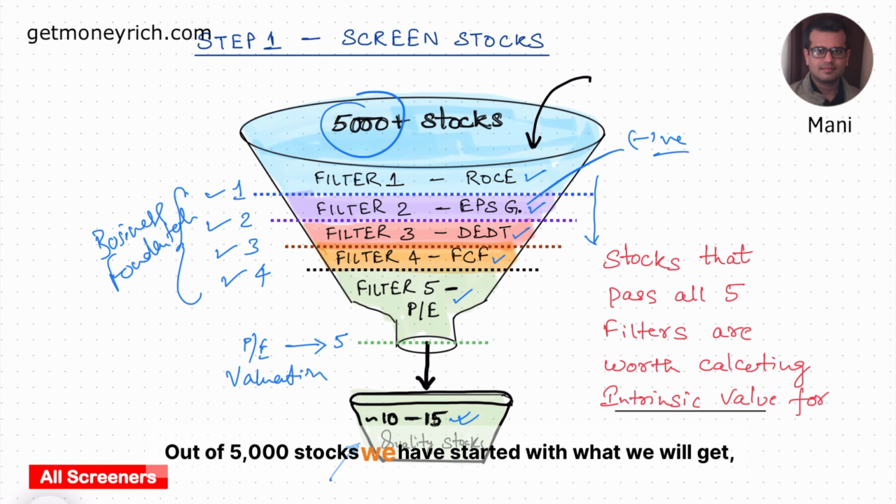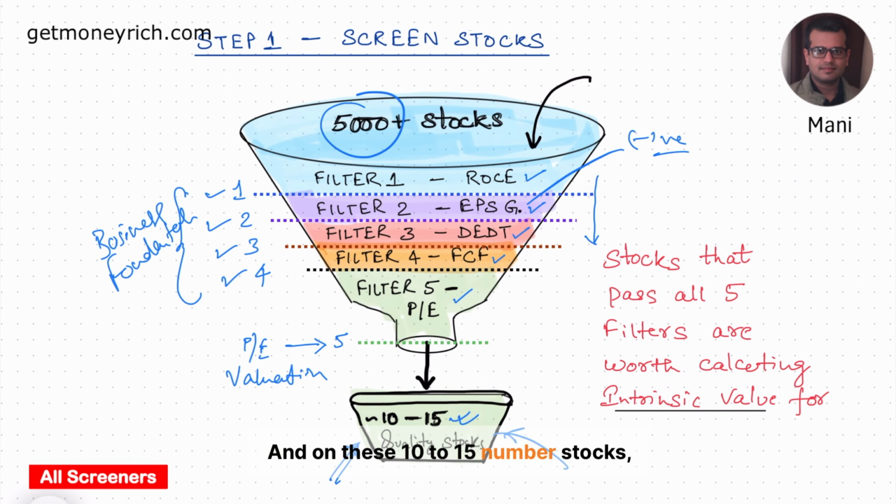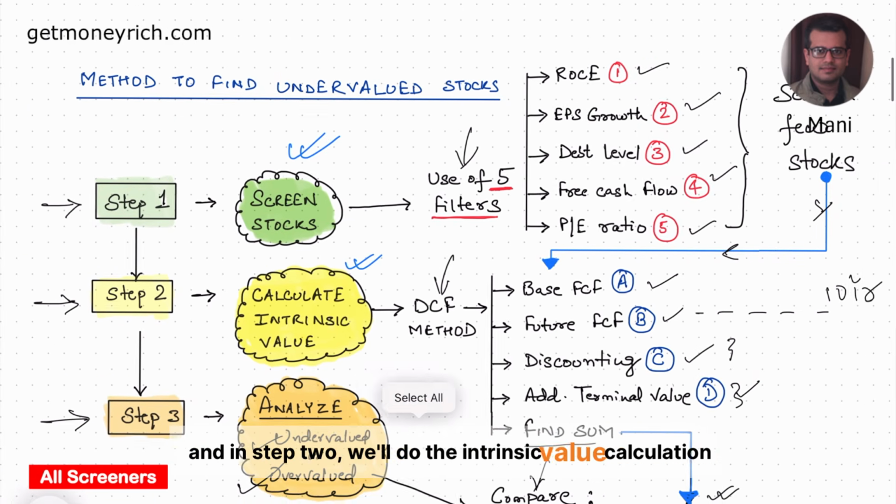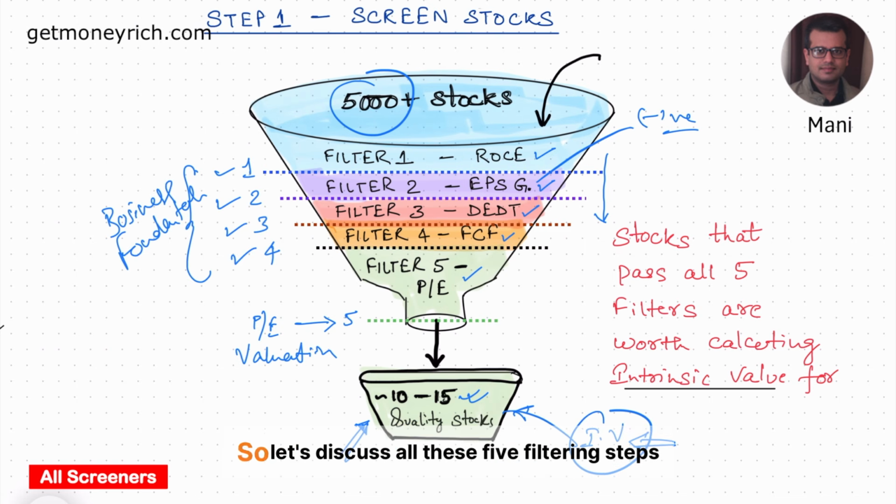Out of 5,000 stocks we started with, we will get only 10 to 15 stocks, and on these 10 to 15 stocks we will do the intrinsic value calculation. You can see in step 1 we will do the screening, and in step 2 we'll do the intrinsic value calculation based on the DCF method. So let's discuss all these 5 filtering steps one by one to understand how these steps work to filter our 5,000 stocks.